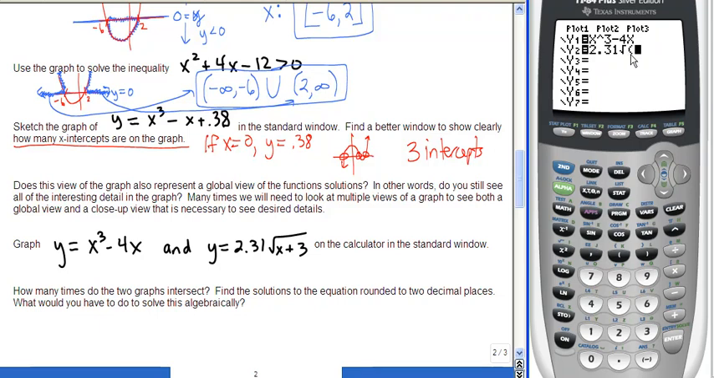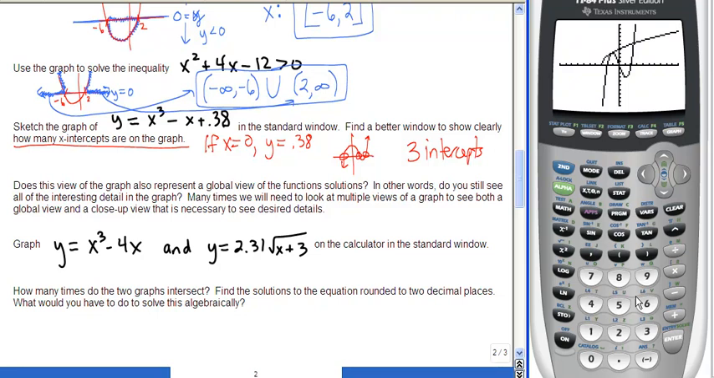Notice I automatically get parentheses in there, so I'm going to type in x plus 3 because I want all of those underneath that radical, and then close my parentheses. Let's graph this in a standard window to begin with. So go to Zoom, Standard, option number 6. There's the cubic, that nice cubic shape, and there's that square root shape that we're looking for.